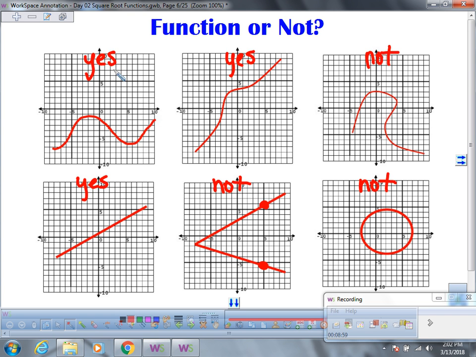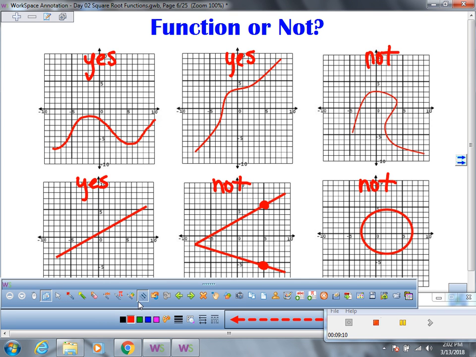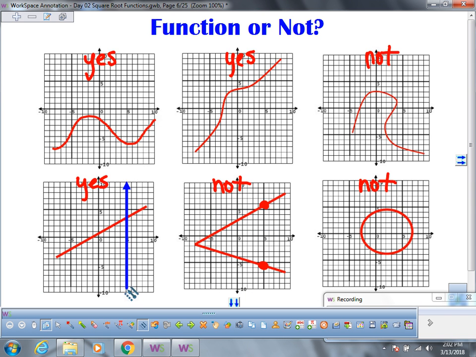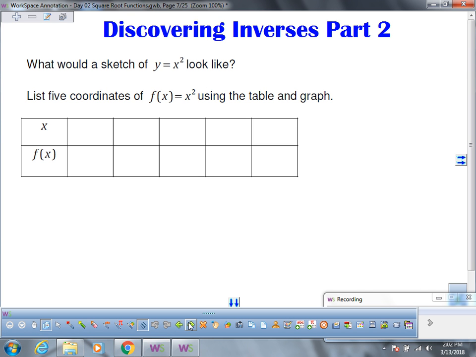Okay. I really want you to think input, output, but the easiest way to explain this is with a vertical line test. You guys remember that? Vertical line test means if I can draw a vertical line and I only touch the graph once, then it's a function. So this one, it's touching twice. That's what makes it not a function. Alrighty? Super important stuff.